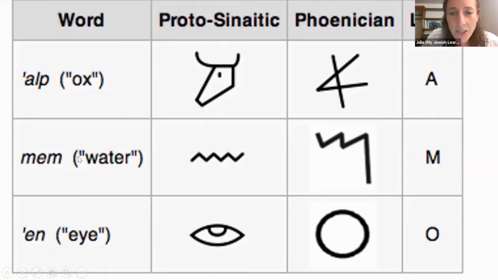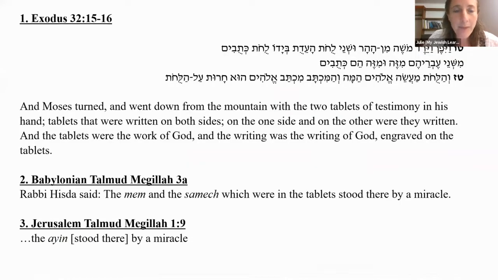Okay, this is just a recap, right? We have our ox in the Proto-Sinaitic, the really early, and then the Phoenician, and then the Latin just for fun. And you can see the development. So mem, meaning water or mayim, ayin, meaning eye. And now we have some interesting texts.